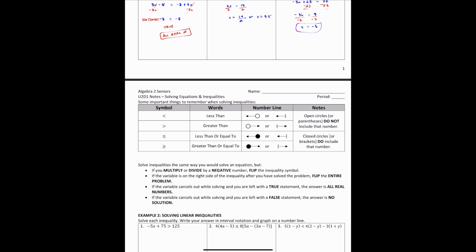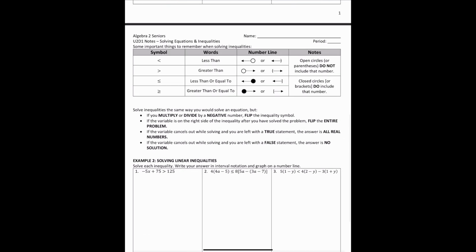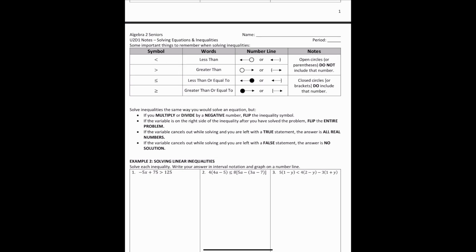And those are closed circles. We do include that number. So here is some important information when solving inequalities. If you multiply or divide by a negative number, you flip the inequality symbol.